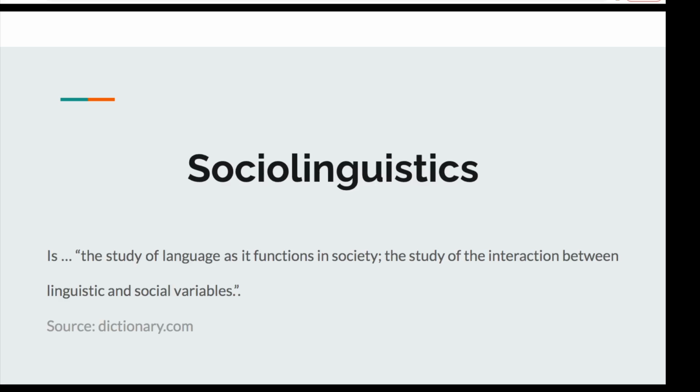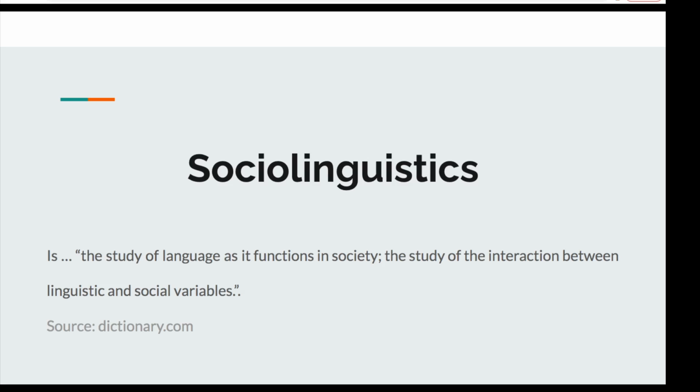So discourse markers are part of sociolinguistics. If we think of the word social, it is the study of language, how it functions in a society, the study of the interaction between linguistic and social variables. It sounds very grand and important, but actually it's just about how language works in a social situation.